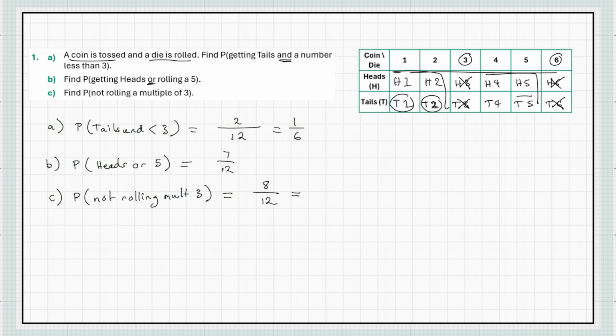Obviously we can simplify this down. So this will be a 2/3 chance. If we divide both the top and the bottom by their highest common factor, 4, you can see how we've determined this. So we have a 2/3 chance of not rolling any values or having an outcome that involves a multiple of 3.